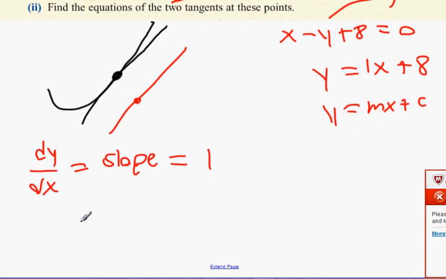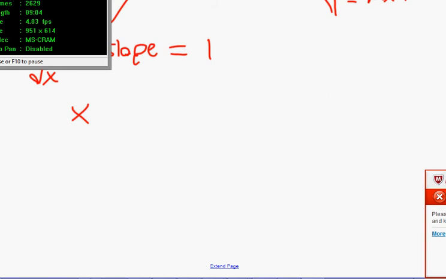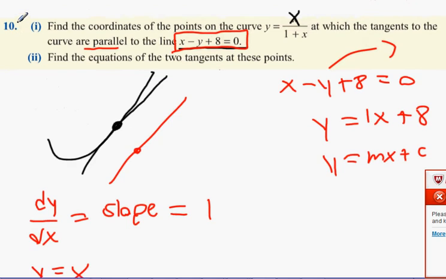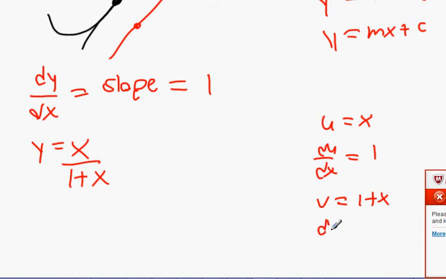First derivative is going to be, it's a quotient rule, isn't it? Yes, so guys, y equals x over 1 plus x. What we're going to do next is the quotient rule. u equals x, du/dx therefore is 1. v equals 1 plus x, therefore dv/dx is equal to 1, because the 1 turns into 0 and the x turns into 1.